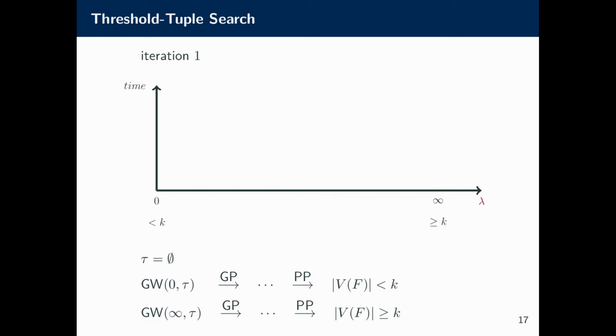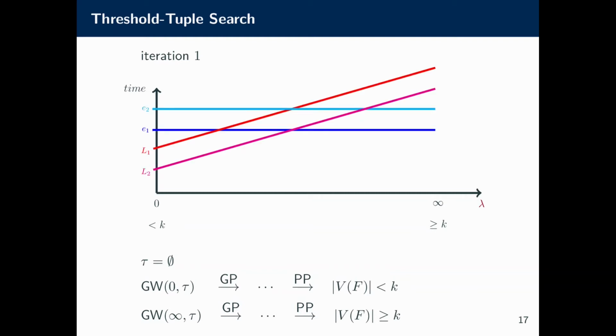We present the search with an example. We start with an empty list tau, and we know that for lambda equals 0, we find a tree with less than k vertices, and that there is a large enough value for lambda where we find a tree with at least k vertices. We then analyze the time it takes for each edge and subset event to be processed at the first iteration of the growth phase. Since the increase in the y variables is uniform, the times for the events behave as straight lines.